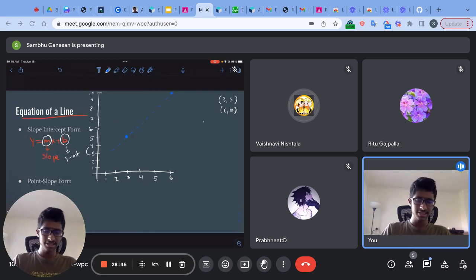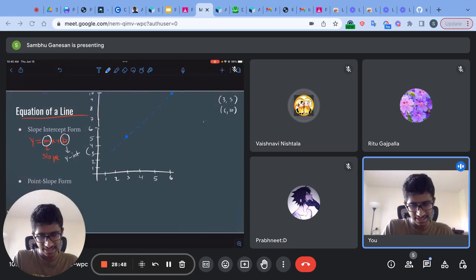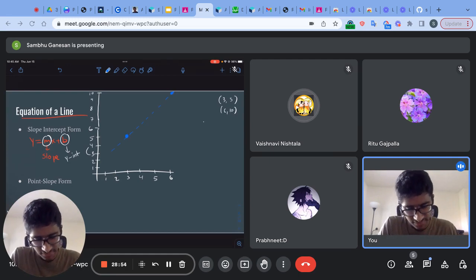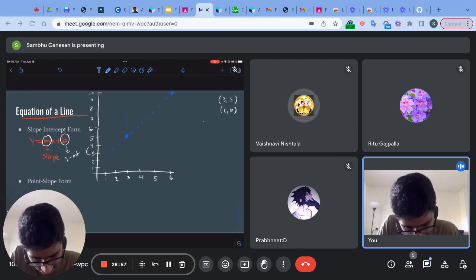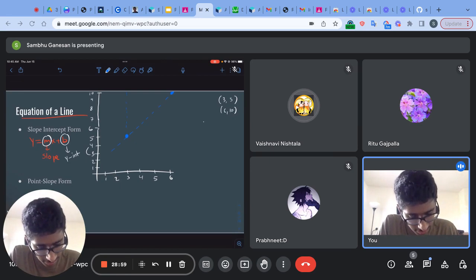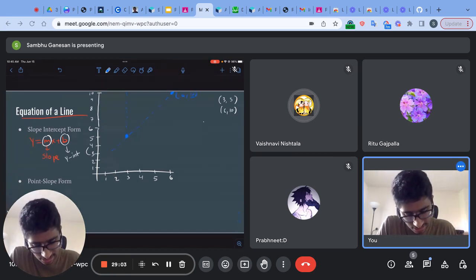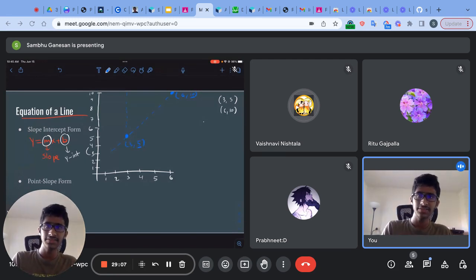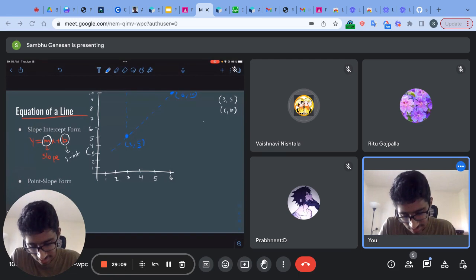So first, let's try to find the slope of this line. And like I said, slope is nothing but rise over run. So you have 2 points right here. What's the rise? The rise is nothing but the difference in the y coordinates. The y coordinate at this point, 6 comma 10, is 10. And this point is 3 comma 5, so the y coordinate is 5. The difference is 10 minus 5, or 5.